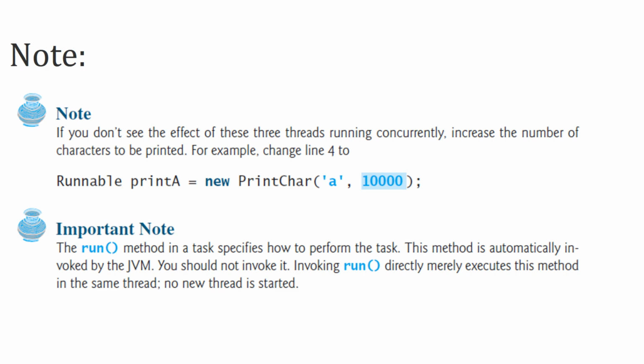Here's an important note about the run method. The run method in a task specifies how to perform a task. This method is automatically invoked by the Java virtual machine. You should not invoke it directly; you are not allowed to run it directly. You can invoke it by thread. Invoking the run method directly merely executes the method in the same thread. So just start the thread and there you have a new process created.